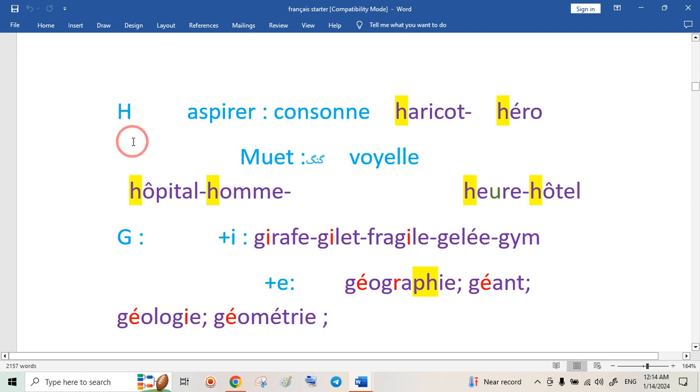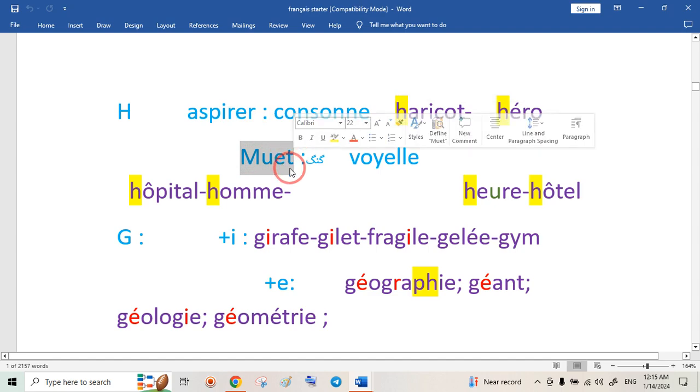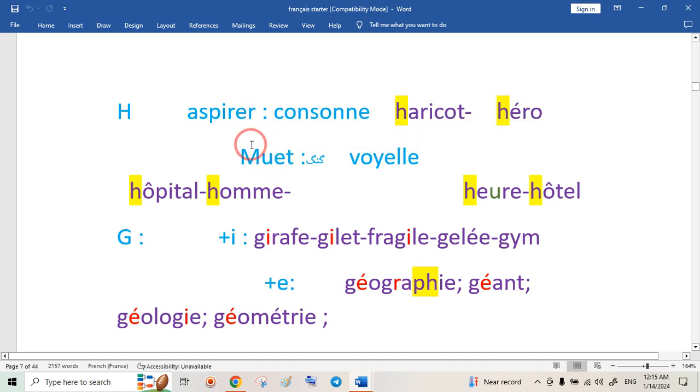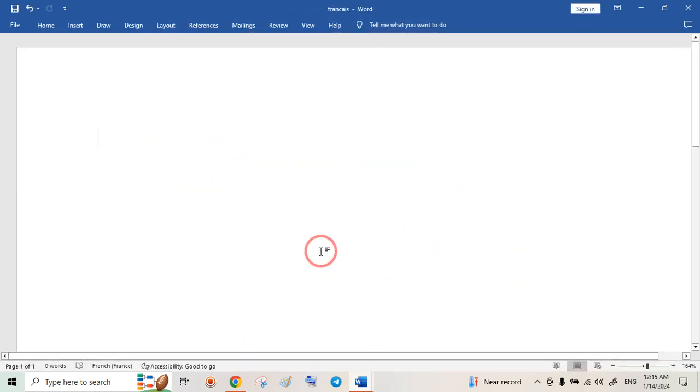H. This is the other letter that we have in the French alphabet. We have two H. One of them is called H aspiré, and the other is called H muet. What does it mean? At first, before going through this rule about H, I must tell you something related to liaison. La liaison.